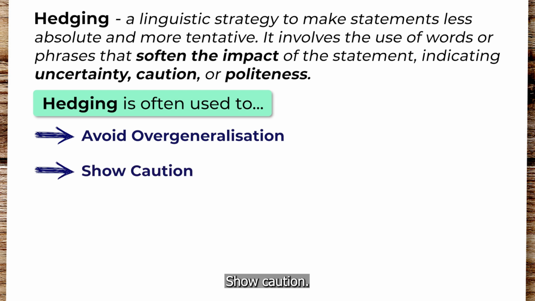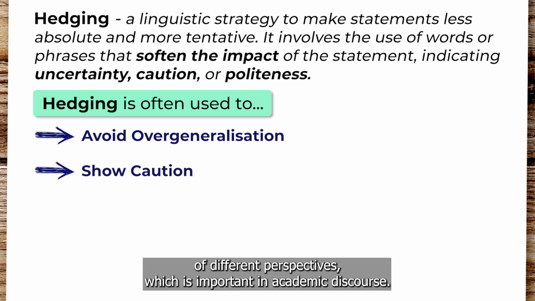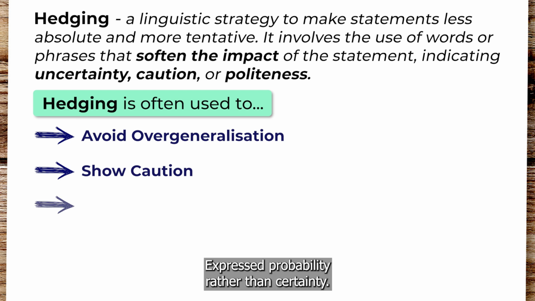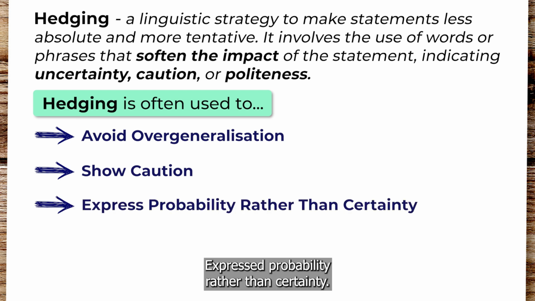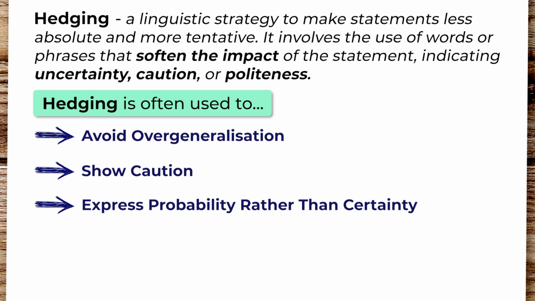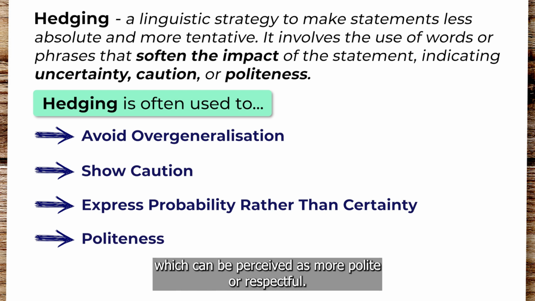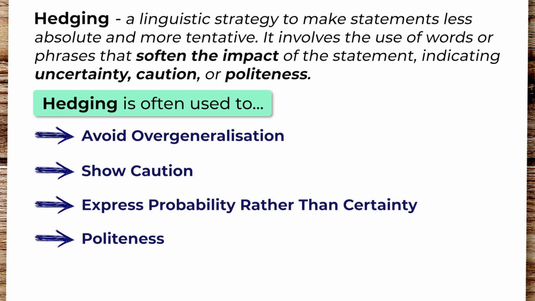Show caution. It helps in showing that the writer is cautious and considerate of different perspectives, which is important in academic discourse. Express probability rather than certainty. Academic findings are often presented as probable rather than definitive, reflecting the tentative nature of research. Politeness. Hedging can make statements less direct or assertive, which can be perceived as more polite or respectful.